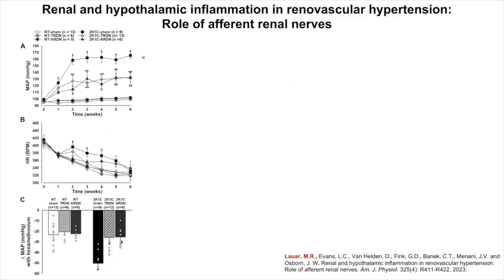This is very much like what I showed you with the DOCA salt model, what I talked about with Chris and Dan and in the sheep. Here's the hypertension in animals where we cause a renal artery stenosis. If we do either just afferent or total denervation, you cut it in half. Again, sensory denervation reduces the hypertension by 50%. The bottom here is the sympathetic nervous system activity that we measured. It's activated in this model. If you get rid of the sensory nerves, it's normalized.